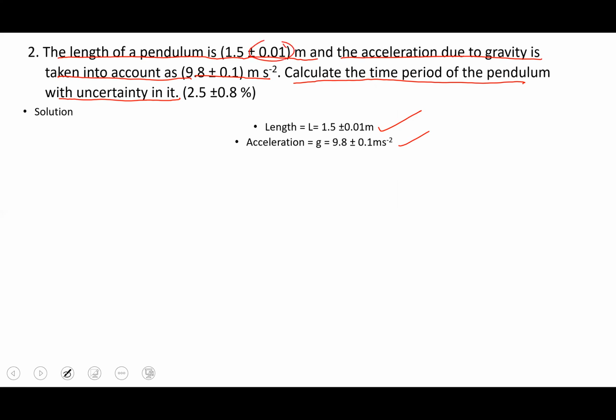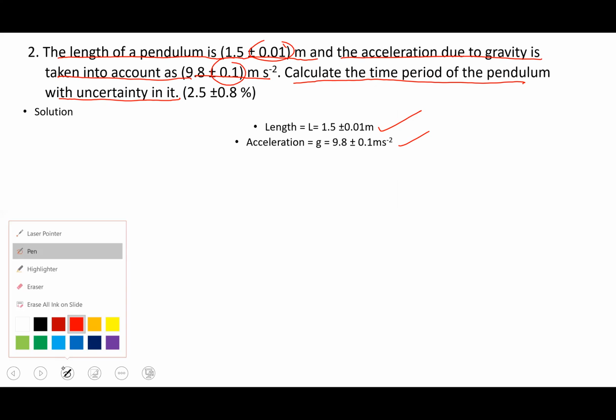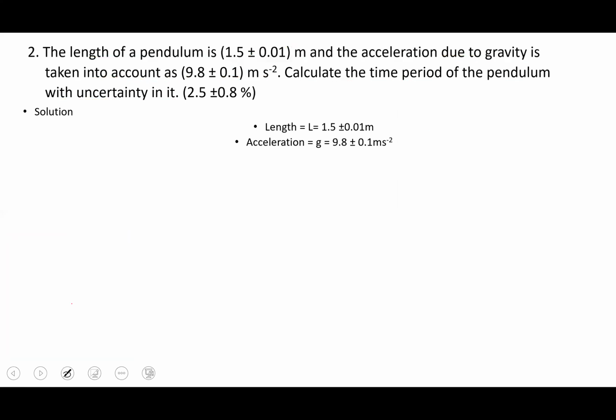So you can see the precision over here is different. The number of significant figures is different. So we can't basically just add or multiply. We have to remember the formula of time period. So T is equal to 2 pi under root L over G. Now there's a power over here as well.